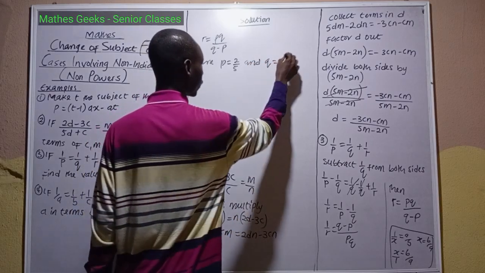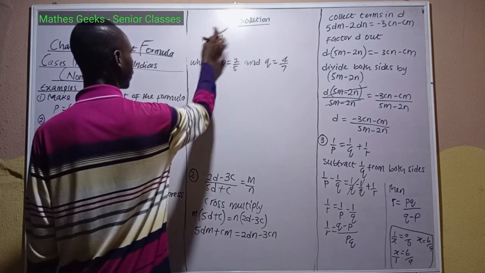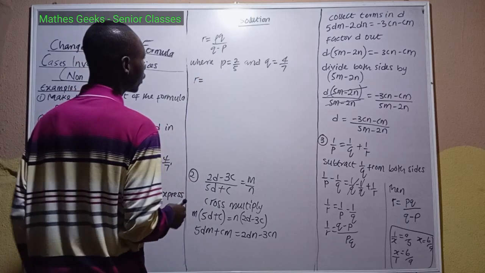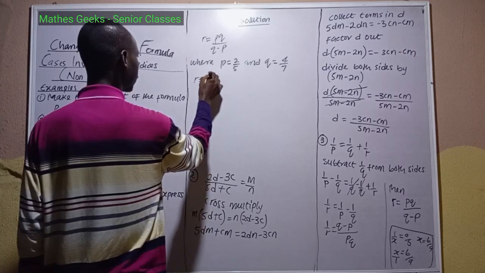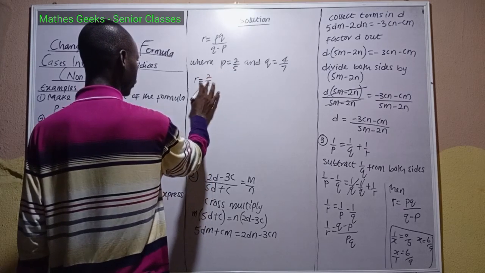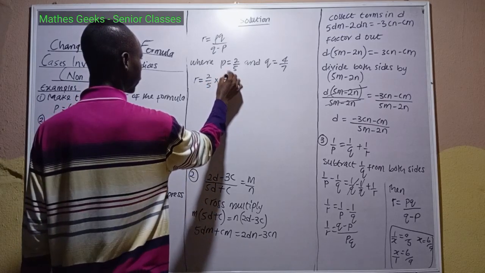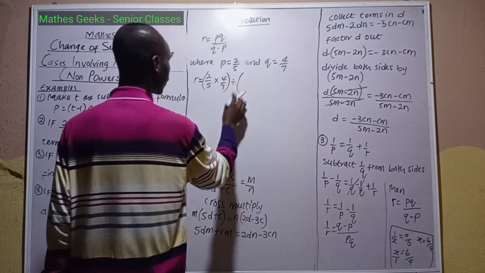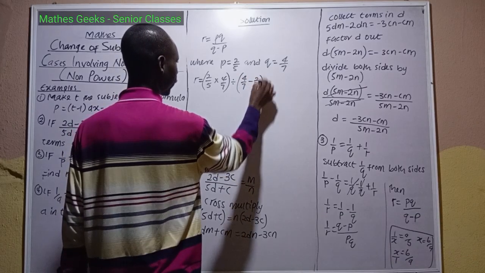And Q is equal to 4 over 7. So we substitute these values into these letters. So R is equal to P, where P is 2 over 5, times Q, 4 over 7, divided by Q, 4 over 7, minus P, 2 over 5.